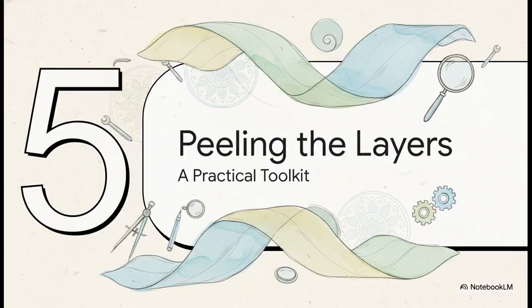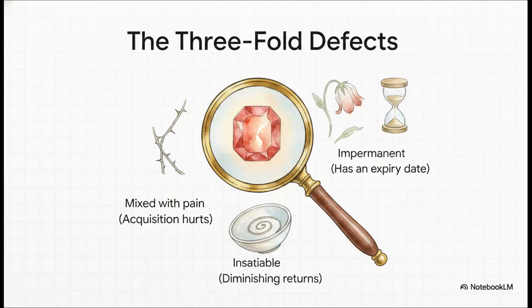All right, final section, part 5, peeling the layers. Let's look at a practical toolkit. So now that we have this incredible map, how do we actively use it as a toolkit to detach from all the anxiety and limited thinking in our day-to-day lives? Well, the texts offer a practice called Pañca-kośa-viveka, which basically involves recognizing the threefold defects of all sensory pleasures, known as the dosha trayam. These three defects apply to literally every physical and mental craving you have.